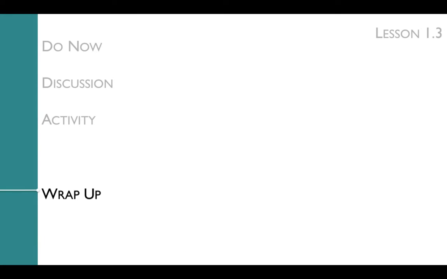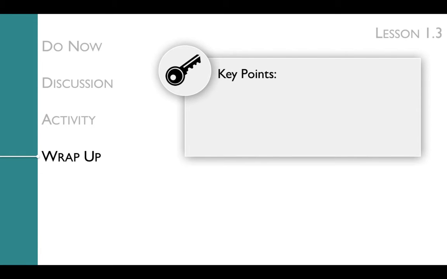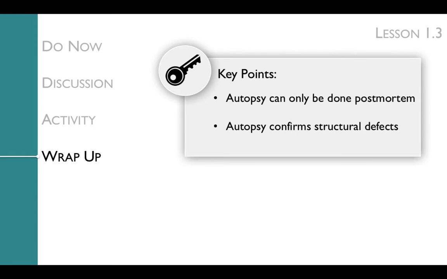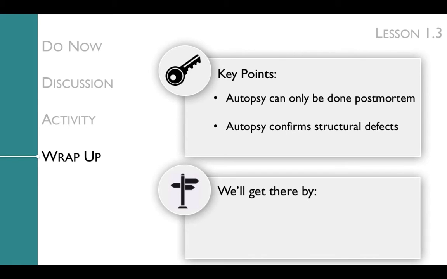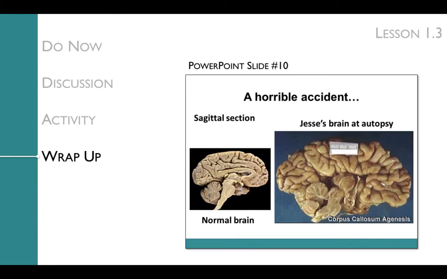The key points of the wrap-up are to show that autopsy can only be done post-mortem, and autopsy confirms structural defects. We'll get to these key points by performing an autopsy on Jessie and evaluating imaging techniques. In the wrap-up, Jessie has a horrible accident. He runs in front of a car and dies. His parents allow you to do an autopsy on his brain, which reveals that Jessie didn't have a corpus callosum. You'll also ask the students which of the technologies could have detected this.